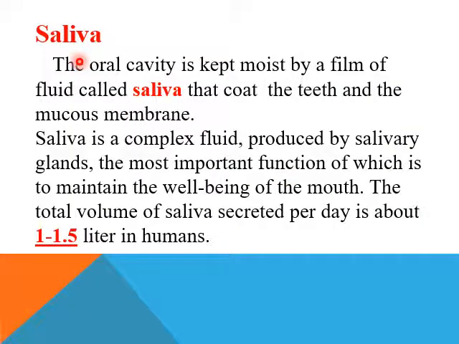Saliva. All the major and minor salivary glands secrete saliva. The oral cavity is kept moist by a film of fluid called saliva that coats the teeth and the mucous membrane of the oral cavity. Saliva is a complex fluid produced by salivary glands, the most important function of which is to maintain the well-being of the mouth. The total volume of saliva secreted per day is about 1 to 1.5 liters in a human.